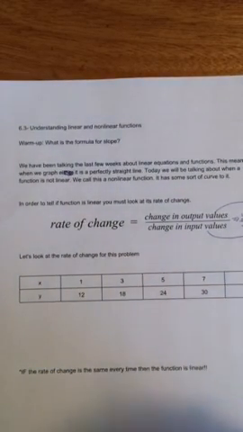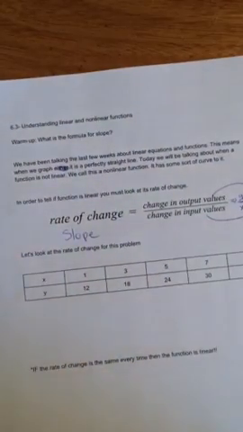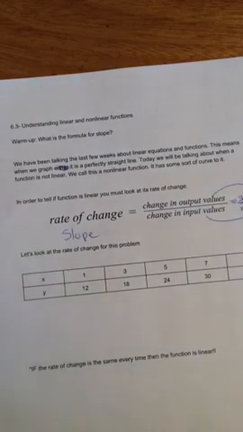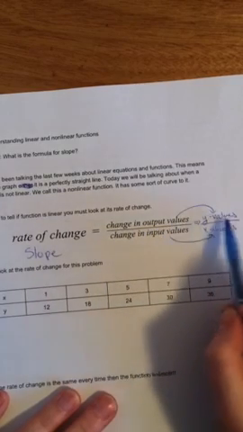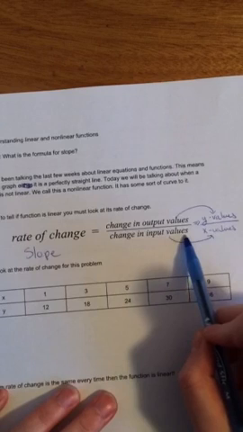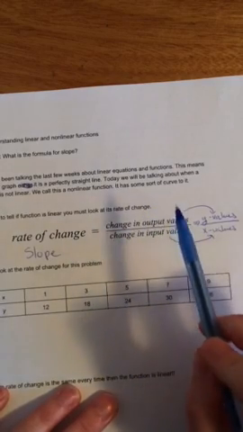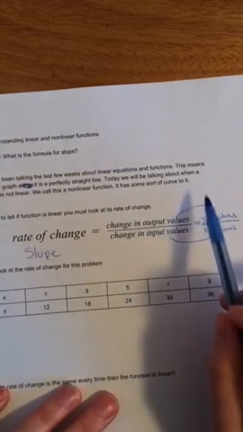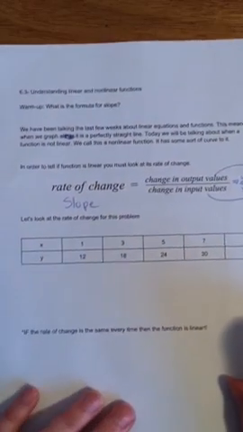So in order to tell if a function is linear, you have to look at its rate of change. Another word for this is slope, okay? If the slope is consistent, we're going to have a linear equation. So basically this is the change in output values, or the change in y values, over the change in input values. Input values are the x values. Okay, so rate of change is the output values over the input values, or the y values over the x values. Okay, so let's look at this rate of change problem.